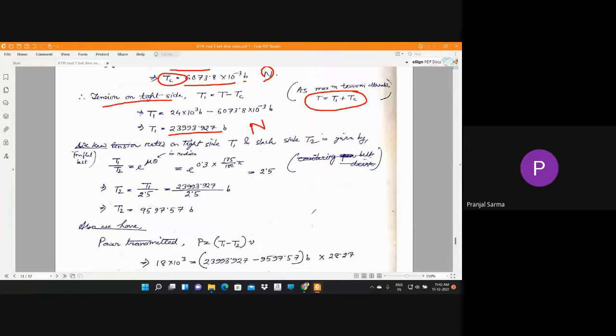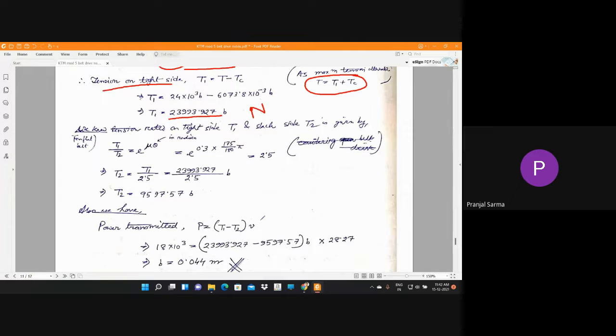So now we know Tc, we know T1, but we still don't know T2. And that T2, if we need to find out, it is said that for power transmitted, that value is given, and power transmission we know is given by P equal to (T1 minus T2) into V. So V is already there, we have found out. So T1 we have found out. What is required? T2. Okay, so T2 is not given, but we have got a relationship to find that out.